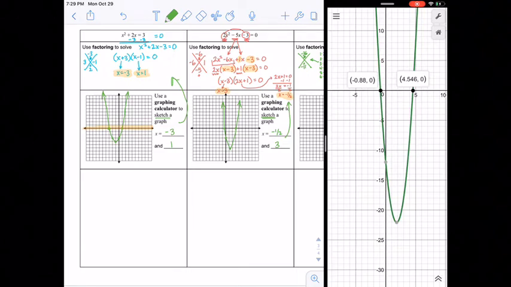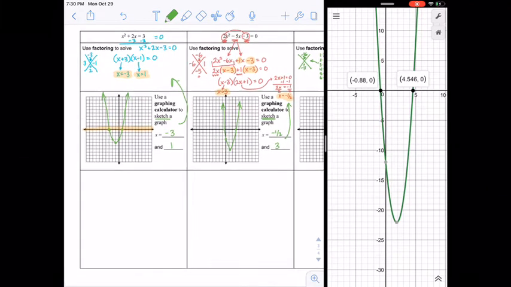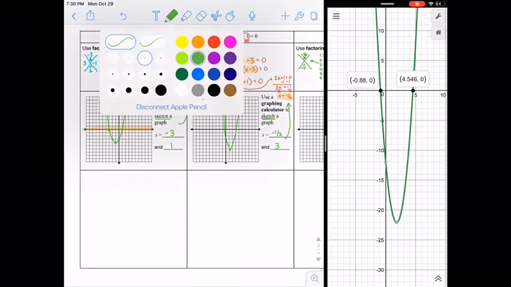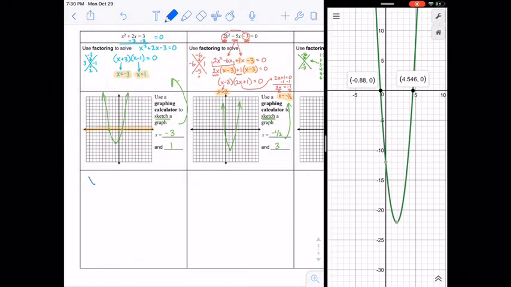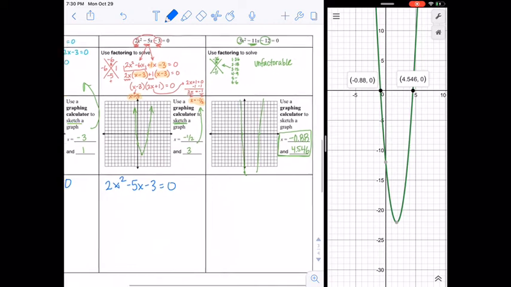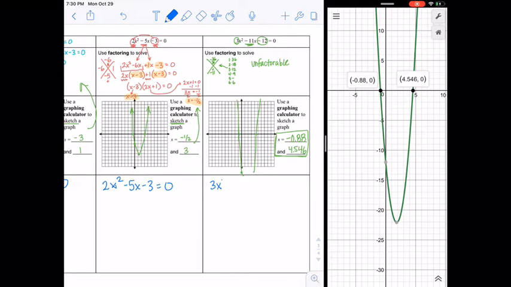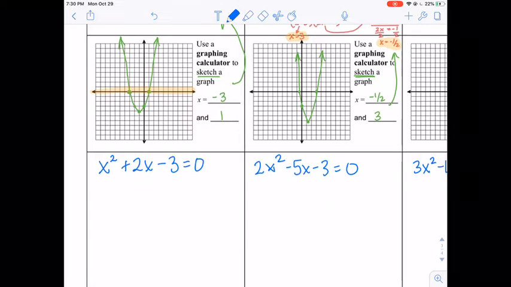Completing the square. I'm going to write down my problem in each section. I have x squared plus 2x minus 3 equals 0. I have 2x squared minus 5x minus 3 equals 0. And I have 3x squared minus 11x minus 12 equals 0. I'm going to close Desmos off for now, so we've got the information we need.